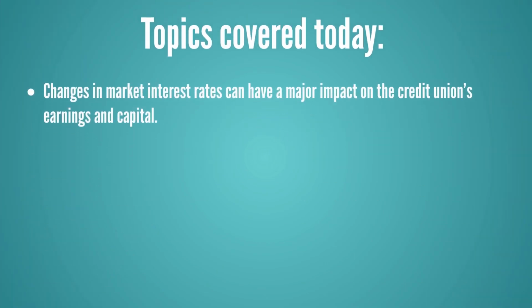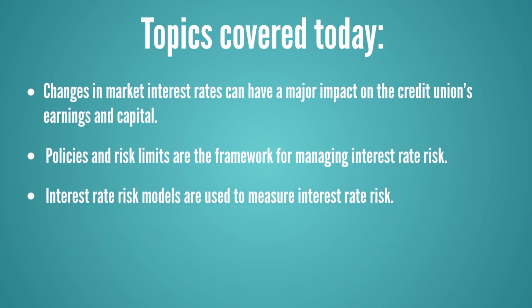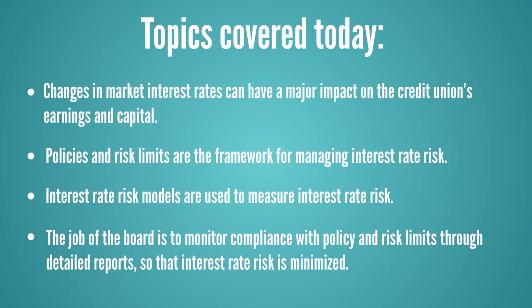So let's recap. Today we've learned changes in market interest rates can have a major impact on the credit union's earnings and capital. Policies and risk limits are the framework for managing interest rate risk. Interest rate risk models are used to measure interest rate risk. These include income simulation models and net economic value simulation. The job of the board is to monitor compliance with policy and risk limits through detailed reports so that interest rate risk is minimized.